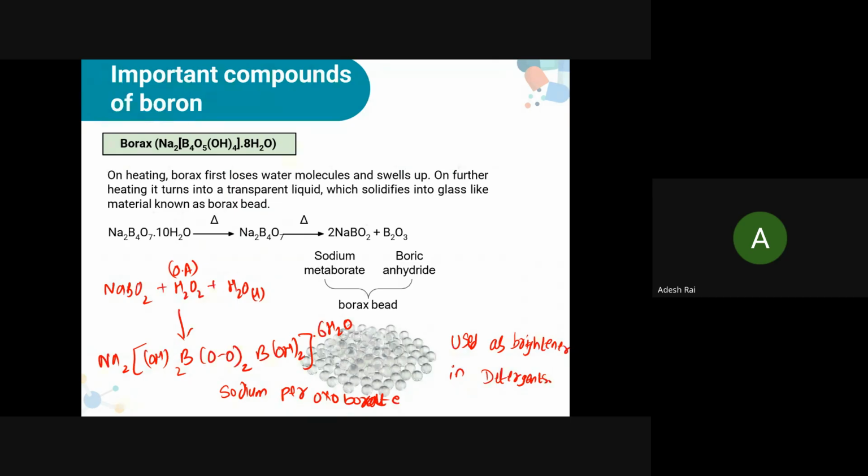If you want, you can also write its structure. Peroxy linkage, so OO. Here we have B, then OO, then again B. Then here OH, OH, here also OH, and then OH. Look, a total of 4 OH, sorted. There are 2 peroxy linkages, sorted. And then the overall charge is -2.